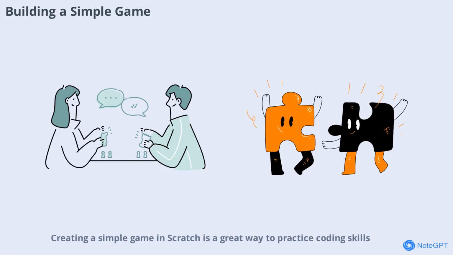Creating a simple game in Scratch is a great way to practice coding skills. Start by choosing a sprite and setting a goal, like collecting objects or reaching a finish line. Use motion, sensing, and control blocks to make the game interactive. Add sound effects and scoring to make it more engaging. Building games helps you understand how different blocks work together and gives you a sense of accomplishment as you see your ideas come to life.